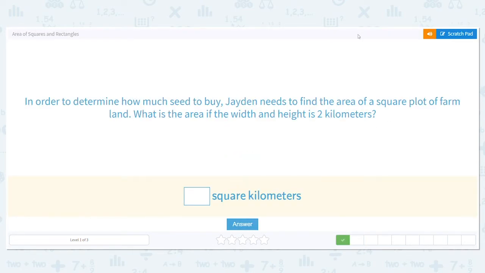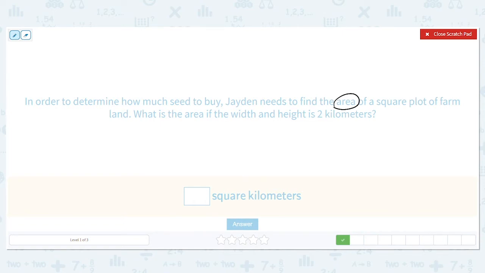Let's try another one. In order to determine how much seed to buy, Jada needs to find the area of a square plot of farmland. What is the area if the width and height is 2 kilometers? Okay, here we go. We need to find the area. And what kind of plot? Is it a square or rectangle? Square plot, and that's why I'm underlining and circling, finding those keywords. And look, they even give it to us. The width and height is 2 kilometers.